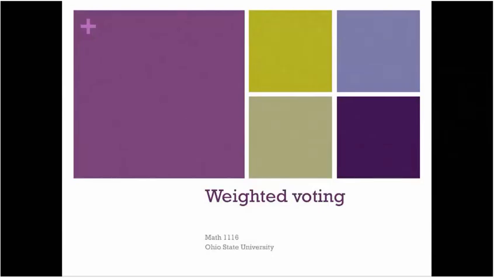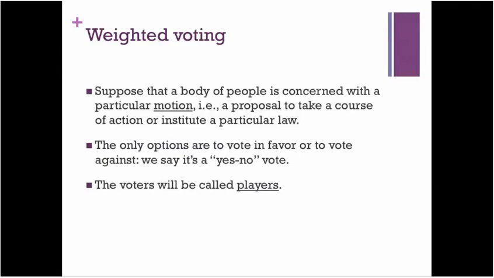Let's begin with the topic of weighted voting. So let's think about a situation where we have some people assembled together. It could be something formal like a Senate or maybe a committee, and they're looking at what is called a motion. And that means a proposal to take a course of action, to do something, maybe institute a particular law.